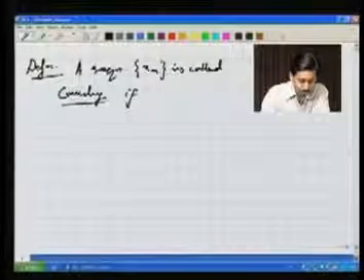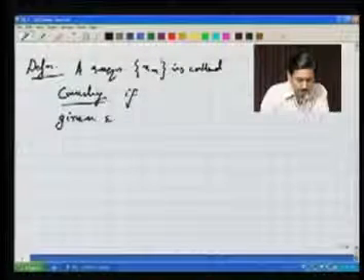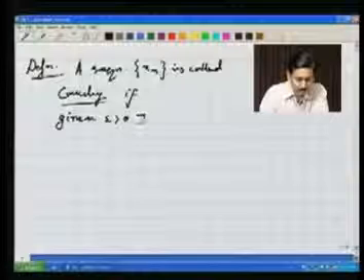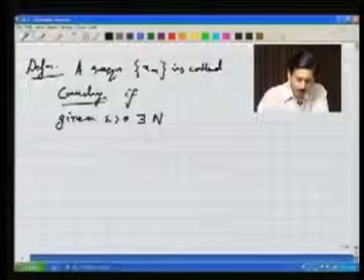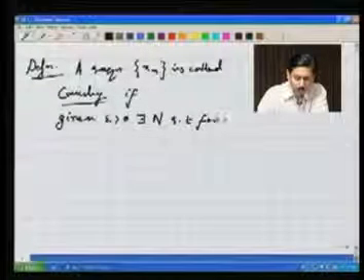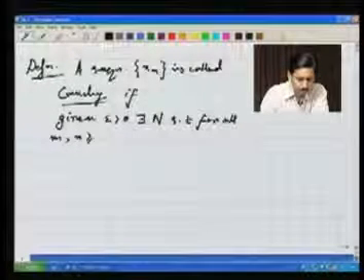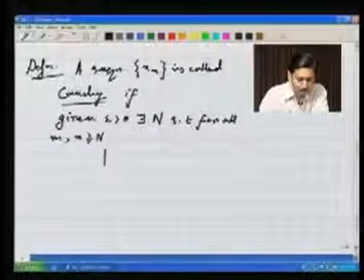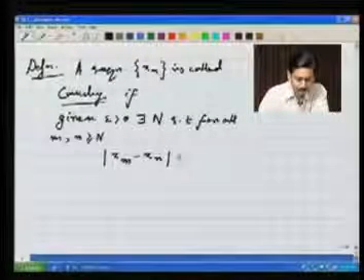That is, given epsilon bigger than 0, there exists N, which we always refer to as a stage, such that for all m, n bigger than or equal to capital N, modulus of xm minus xn is less than epsilon.